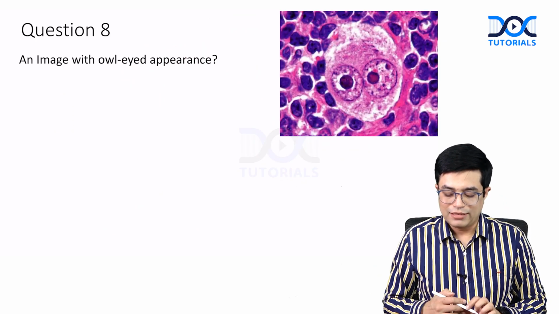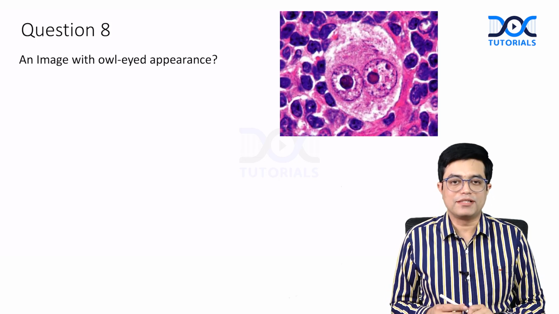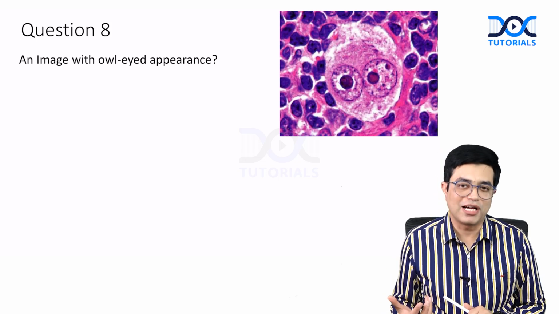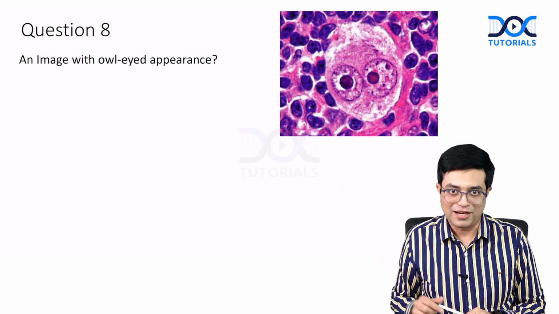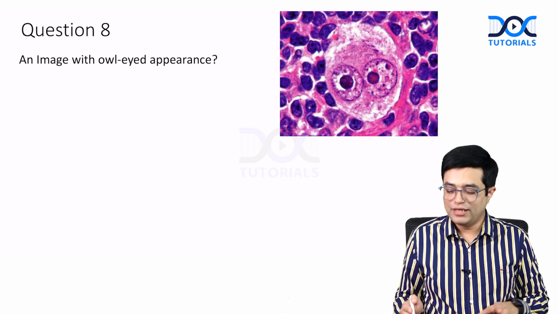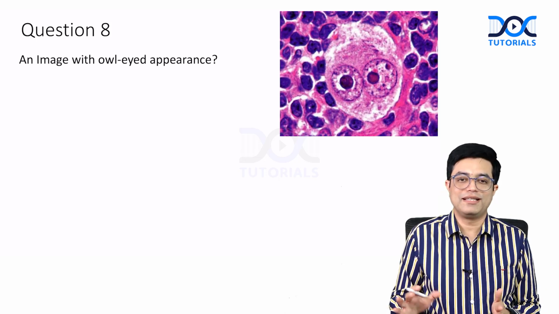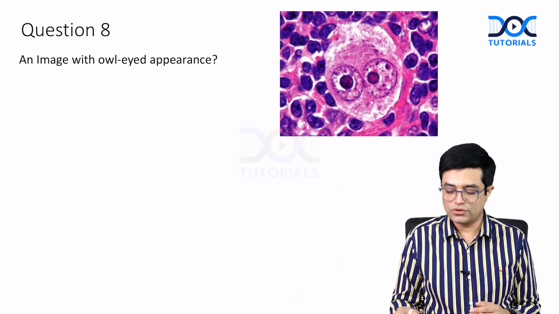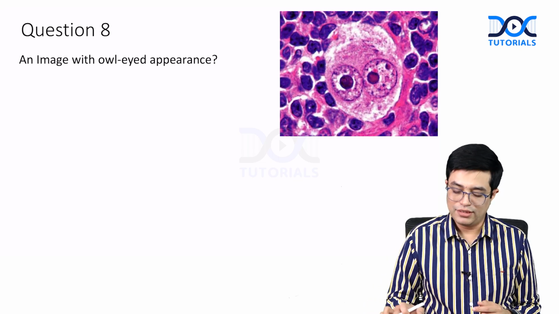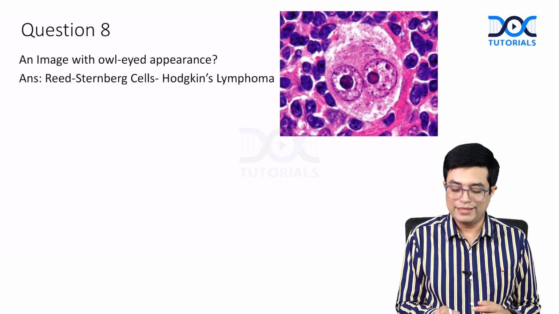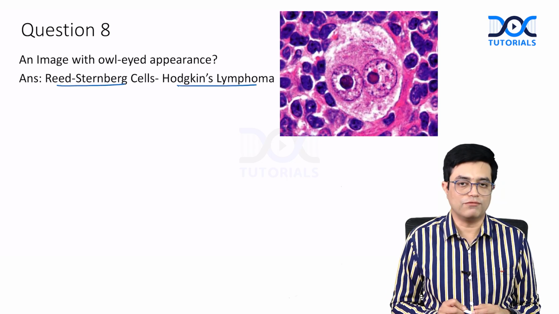Question number 8, an image with owl-eyed appearance. Two types of owl-eyed appearance were asked in the FMG exam, so there was a lot of affinity for owl-eyed. One was related to CMV. The second was a malignancy-like condition where there were round blue cells also, and then the typical Reed-Sternberg cells were seen, and the answer is Reed-Sternberg cells seen in Hodgkin's lymphoma.